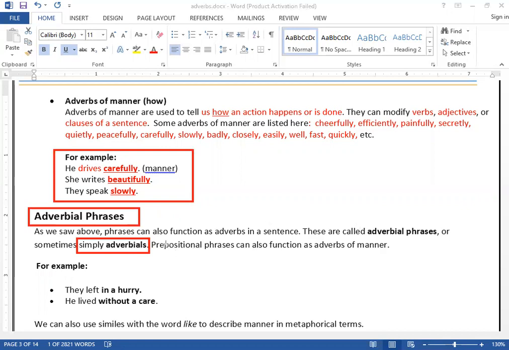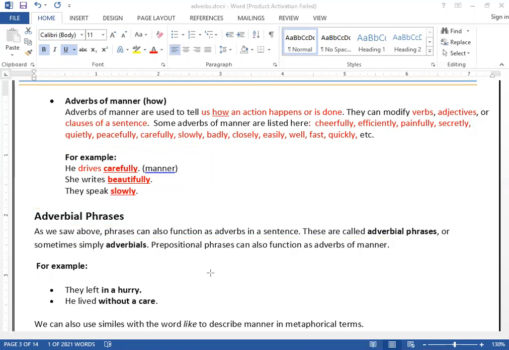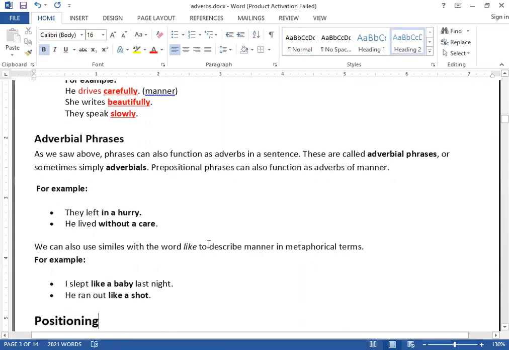Prepositional phrases can also function as an adverbial phrase. A prepositional phrase contains a preposition. Later on we want to study that. Now let's come towards the examples. They lift. Now the question arises: how? In the above one, we studied about how, but there was only one word, like how he drives, carefully. But over here, can you see, in a hurry? In a hurry is more than one word. So we say they lift in a hurry. So in a hurry is called an adverbial phrase.